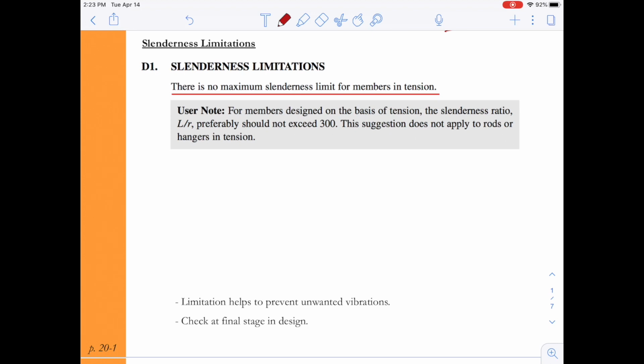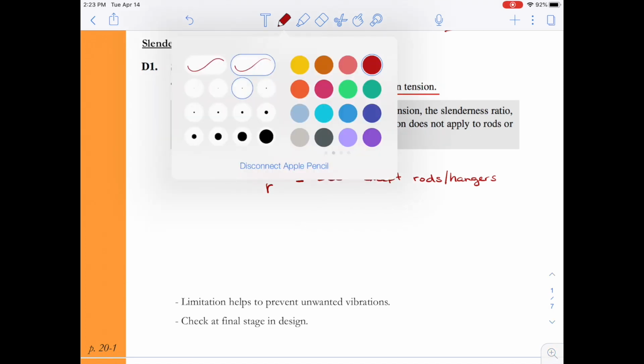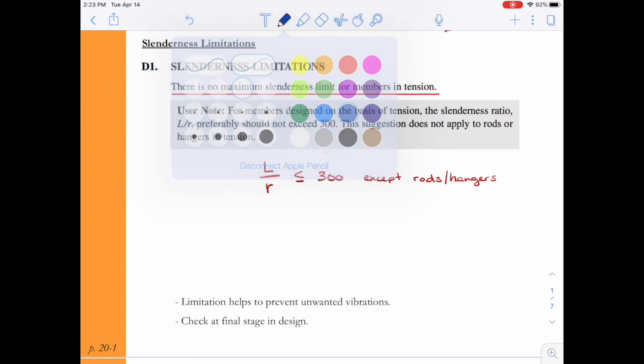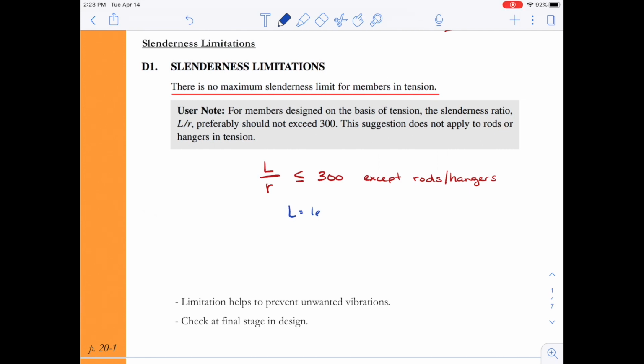Another point I wanted to just mention out of Chapter D is the slenderness limitation. So this is just a guideline for really vibrations. It helps to keep unwanted vibrations from occurring in your system. So they suggest that the slenderness of tension members does not exceed 300. So that means L over R is less than or equal to 300, except for rods and hangers, because rods and hangers are designed to kind of be long and slender. L here is going to be the length of the member, and R is going to be the least radius of gyration.